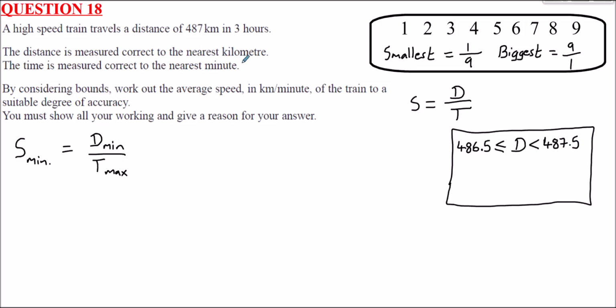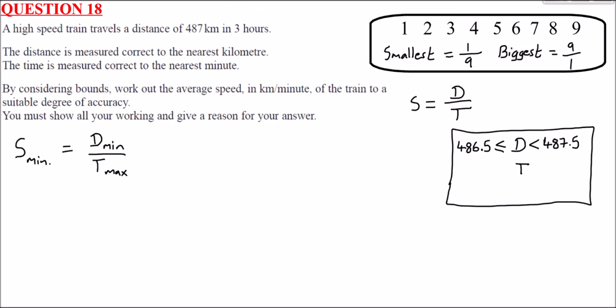So let's now think about the time as well. Now the time is measured correct to the nearest minute. And just be careful here, we can save ourselves some legwork by looking at what we want our answer to be in. We want the average speed in kilometres per minute. So this here, I don't like to use the word trick question, but we want to get away from talking about hours and talking about minutes.